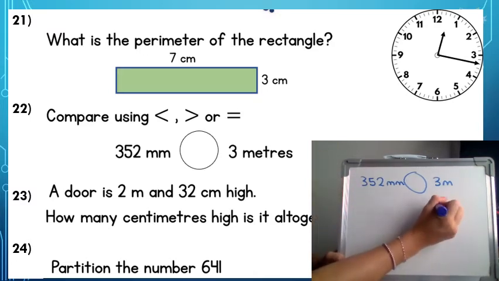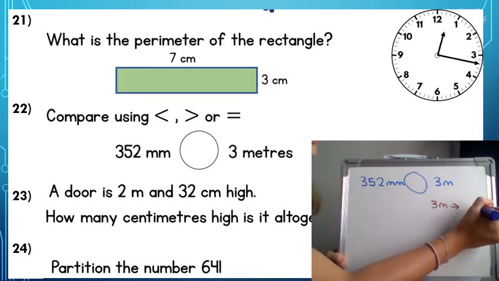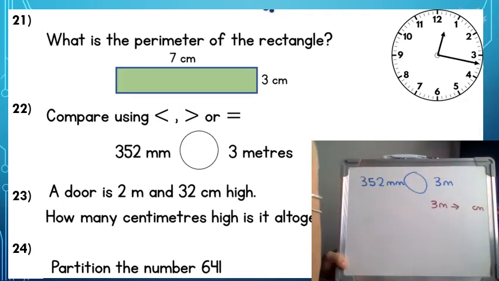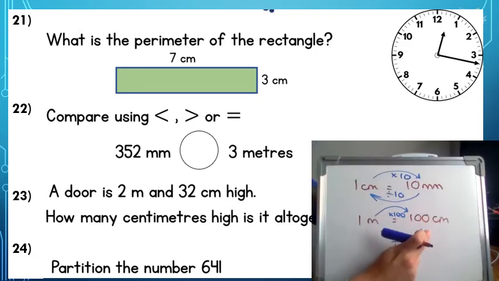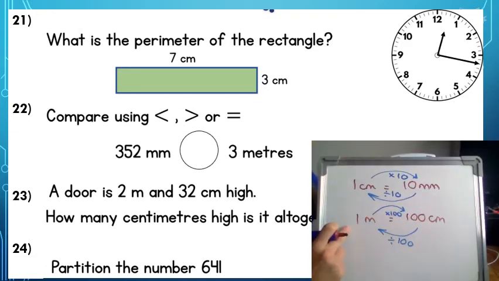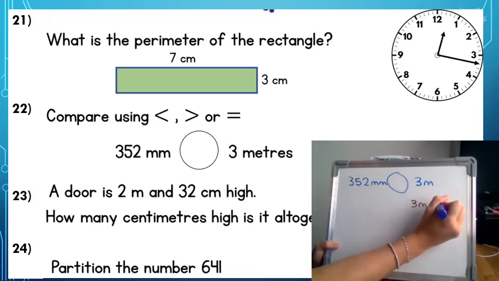So with 3 metres, I can't jump straight to millimetres, I must go to centimetres first. We could do it straight to millimetres, and I'll show you that after, but this is an easy way of doing it. I know 1 metre is 100 centimetres. In 3 metres, I'm going to times by 100, so I should have 300 centimetres.